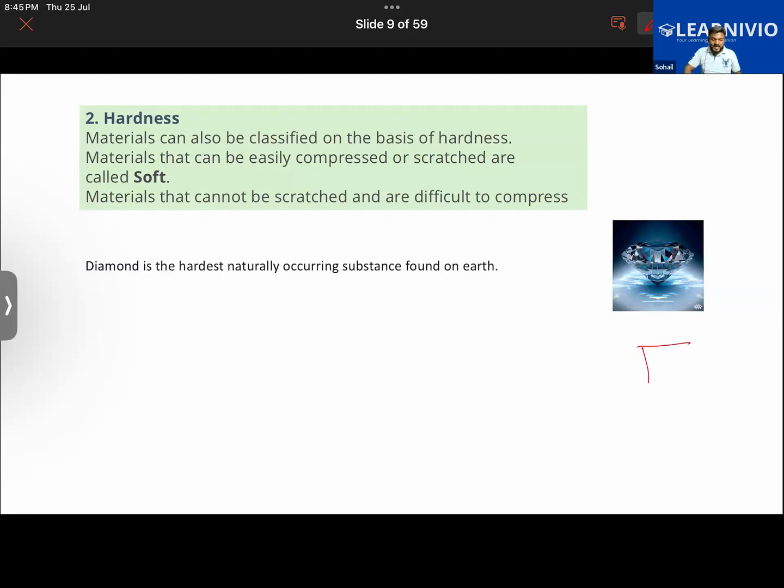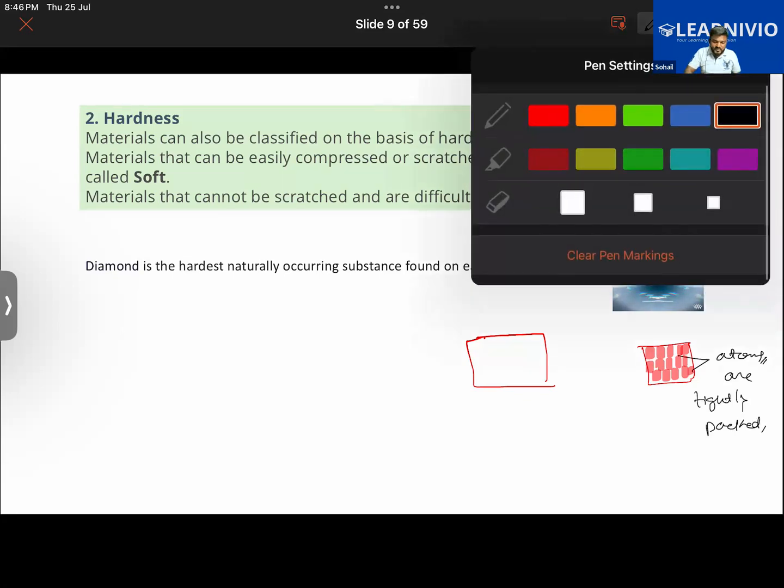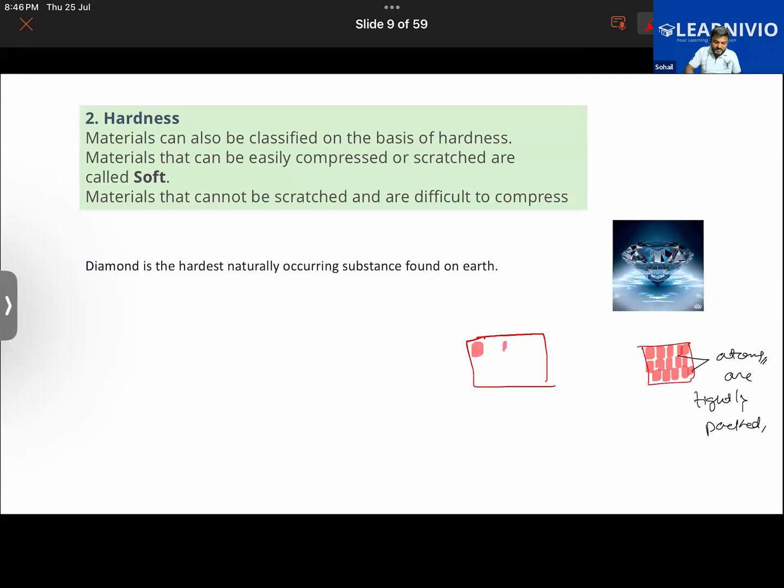Like for example, you have these objects. In this one, the particles of the object are tightly packed. We know every object is made up of atoms. So the atoms of these objects are tightly packed, and there is very little space between them. But those objects that are soft will have sufficient space between the particles.